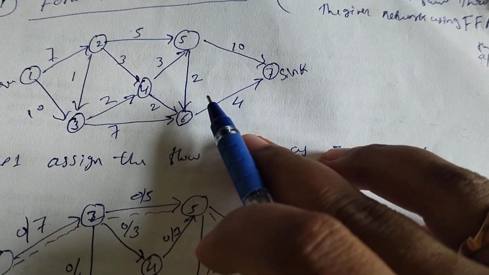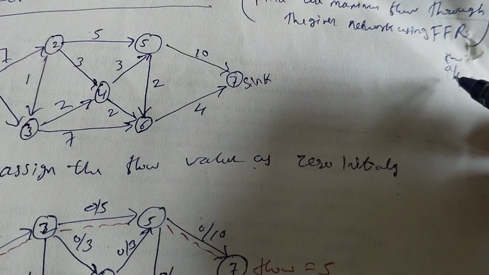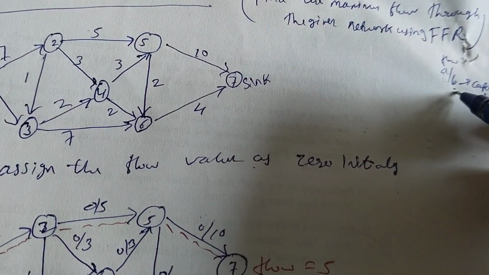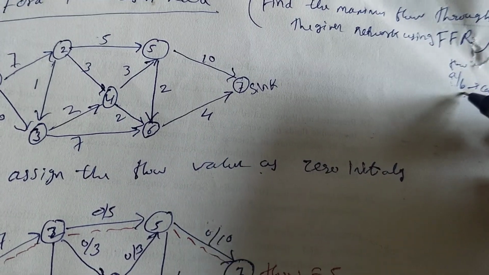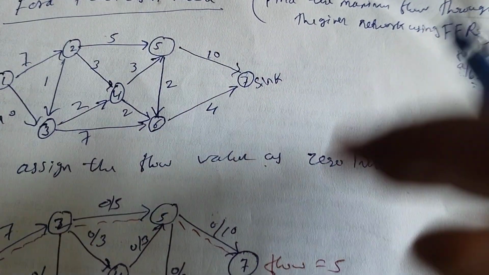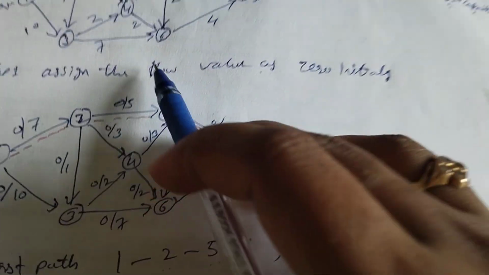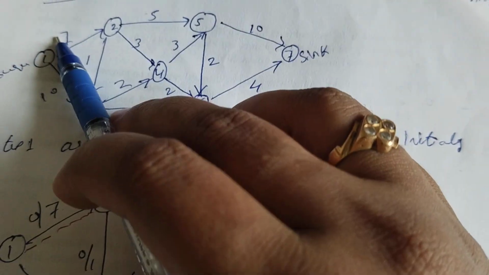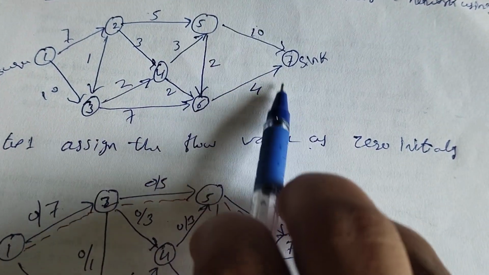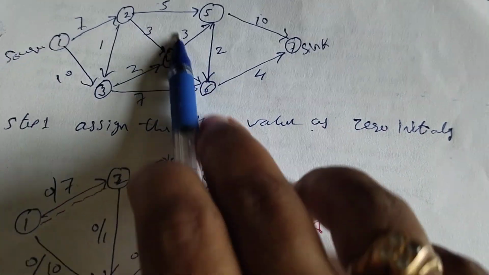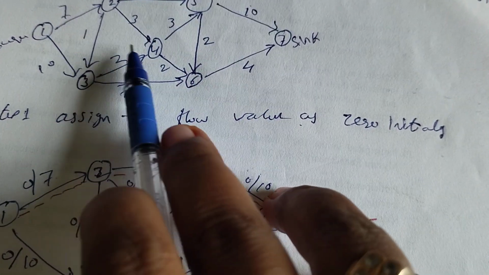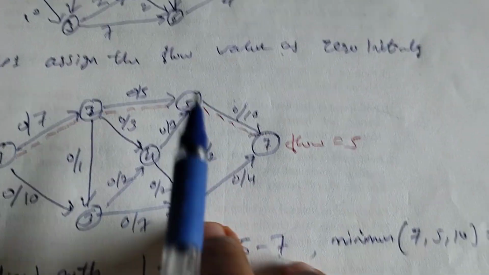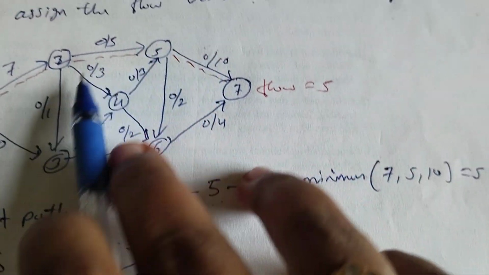Before going for that, let us understand the notation. If we write A by B, A indicates the flow and B indicates the capacity. Initially we are assigning the network flow as 0. So this becomes 0 by 7, 0 by 5, 0 by 10, 0 by 4, 0 by 2, like that. Everything is assigned 0 by the capacity values. So the initial network will be like this.